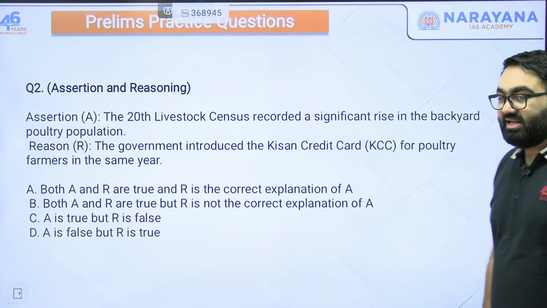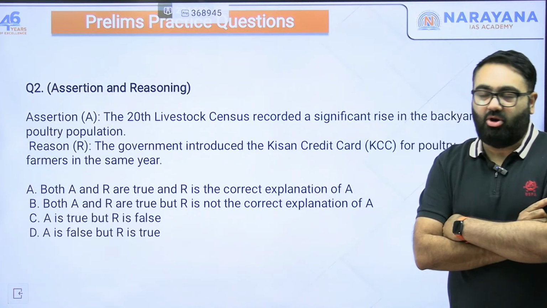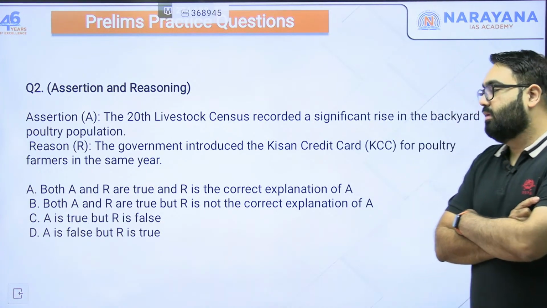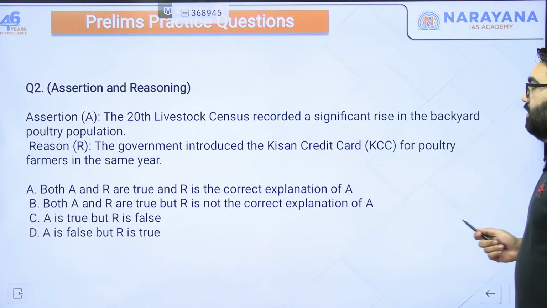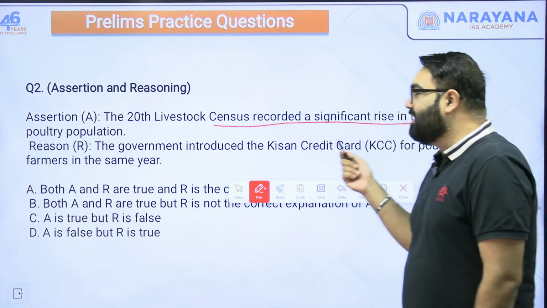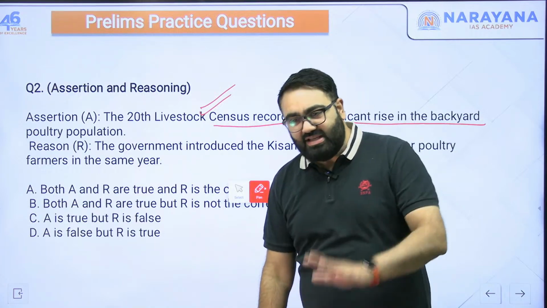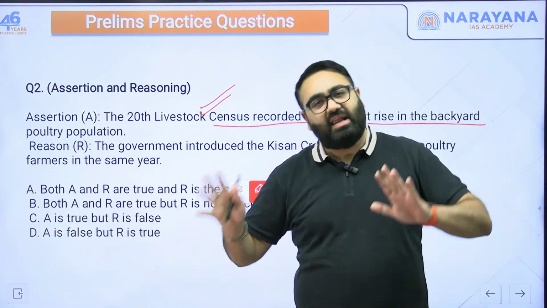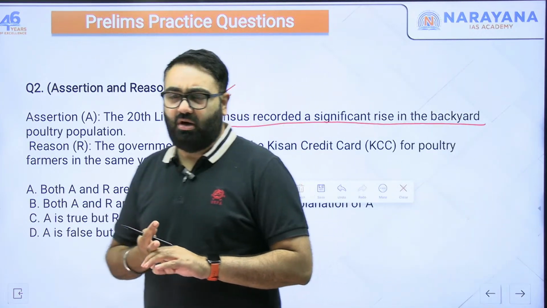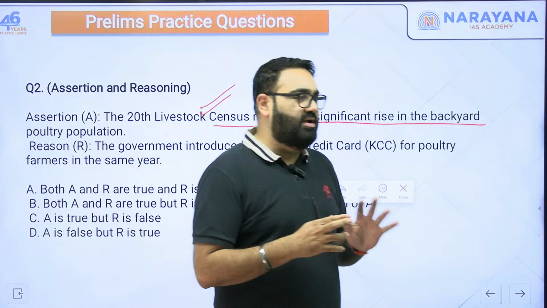It's an assertion reasoning based question. Read it carefully. Pause on this screen and then maybe lock in your answer in your mind and then you can play again. Alright. Assertion: the 20th livestock census recorded a significant increase in backyard poultry population. Yes, we discussed. Basically, just remember every single sector, every single category increased in the 20th census. Whatever they talk about, the poultry, the bovine, the pastoral animals, all of them have increased.